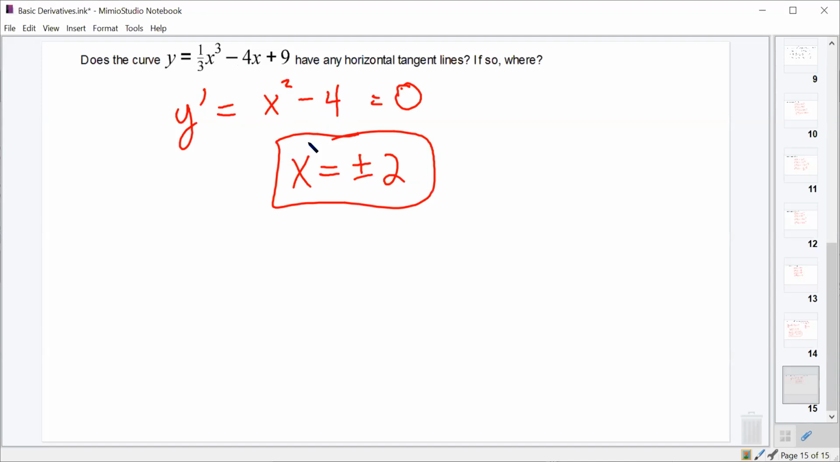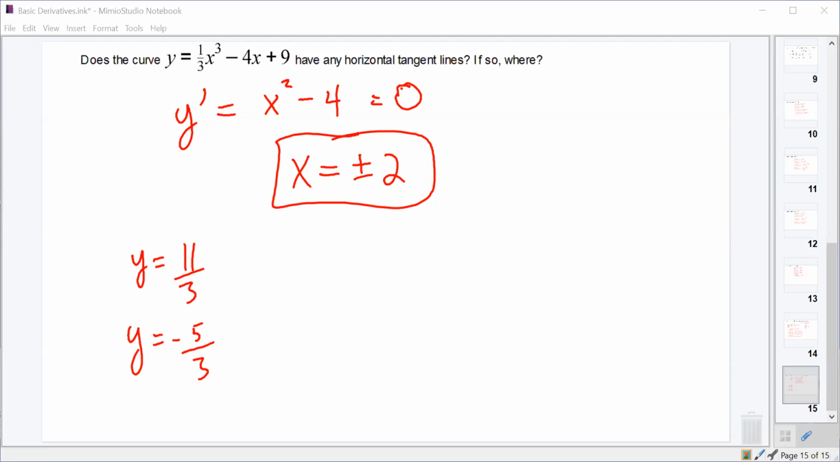Did anybody by chance go in and figure out what those horizontal tangent lines were? y equals negative 5/3 and 11/3. 11/3 and negative 5/3. Yeah. All right, I'm going to hope that you're right. We're going to see if you're right. Let's look at the graph. I haven't actually done that.